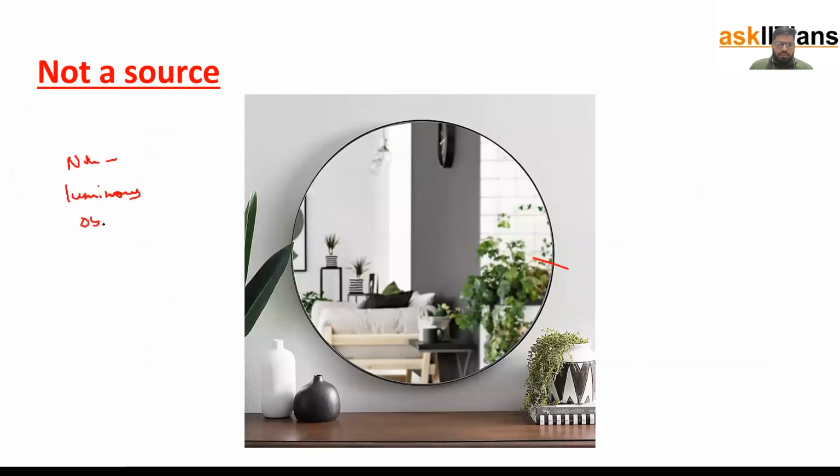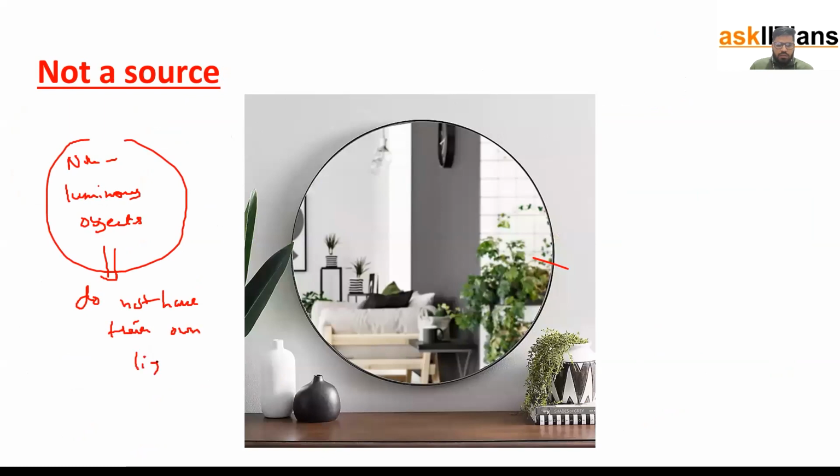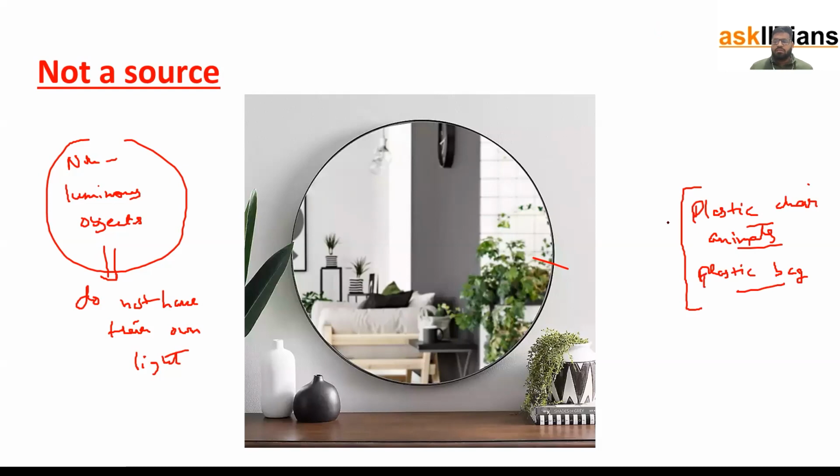Non-luminous objects are those objects which do not have their own light. Suppose I talk about a plastic chair, or I can talk about animals, or a plastic bag or any kind of bag. These all things do not have light of their own. So then why are we able to see them? Because of the reflection, we are able to see them.